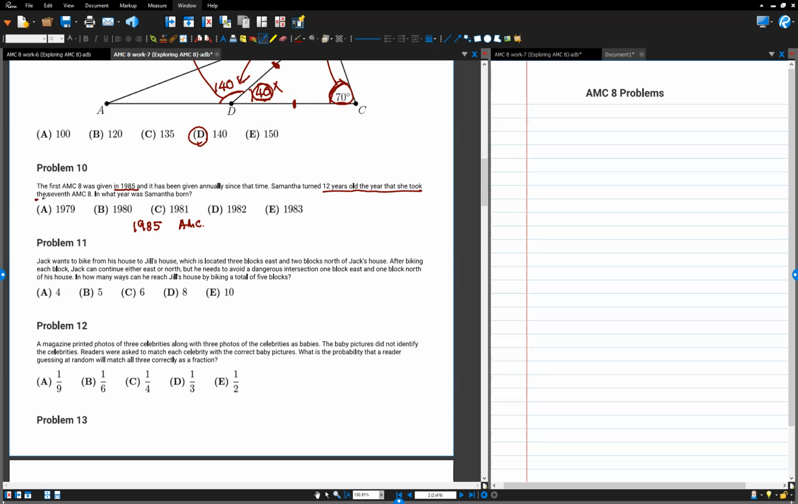He took the seventh. The seventh is what? This is the first. Seventh is what year? 1992, he took the 7th AMC 8. Is it true or false? Can you try this one? Is 1992 the 7th AMC 8, or 1993, or 1991? Which one is correct?